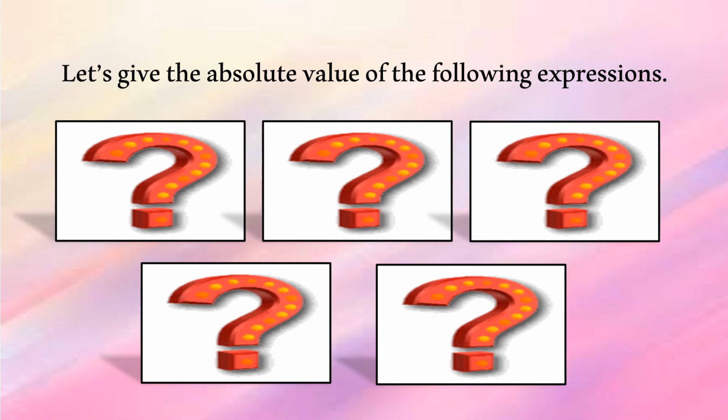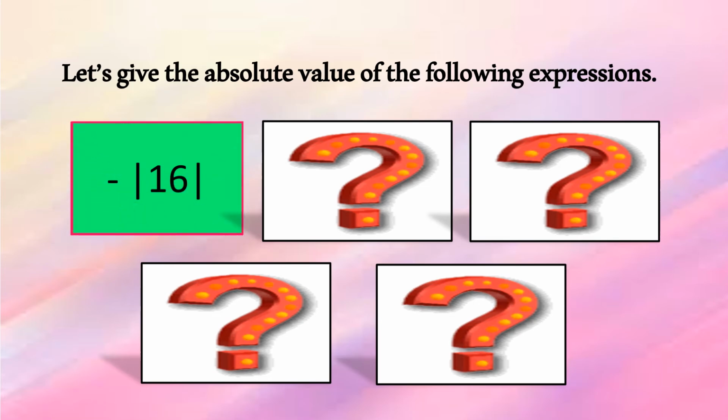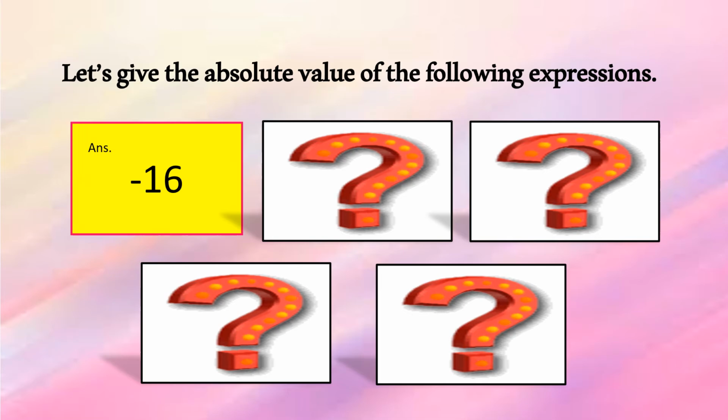Let's try other examples with operations. Let's give the absolute value of the following expressions. Negative 16. What is the absolute value of negative 16? What's your guess? Correct. It is negative 16. Why negative? It is because the negative sign is outside the absolute value, in which we attach it to the absolute value of 16.